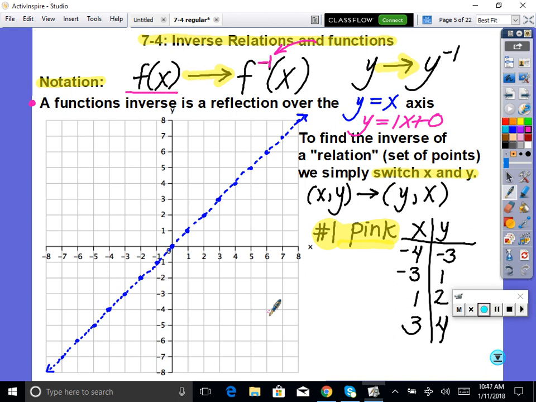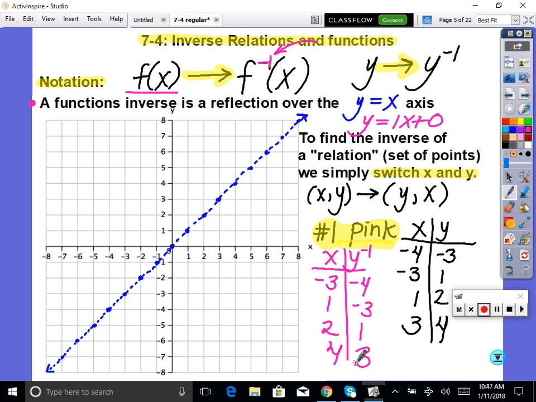All right, so let's go ahead and do number 1 on the pink side of the worksheet. We just learned if we have a set of xy points, we can find the inverse by switching x and y. Good. So write it in. Write xy. I'm going to write y inverse so that we can specify this is the inverse, this is the original. So now literally just switch them. So -3, -4, 1, -3, 2, 1, 4, 3. That is the inverse right there.